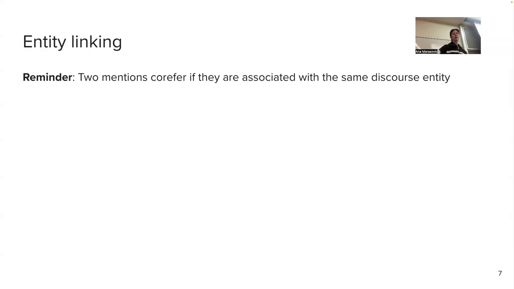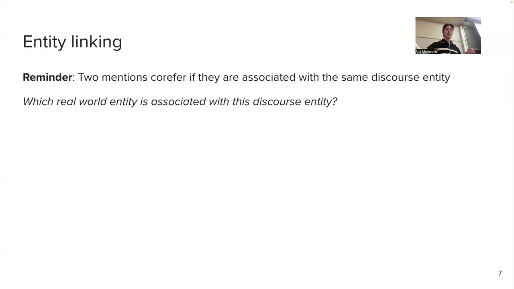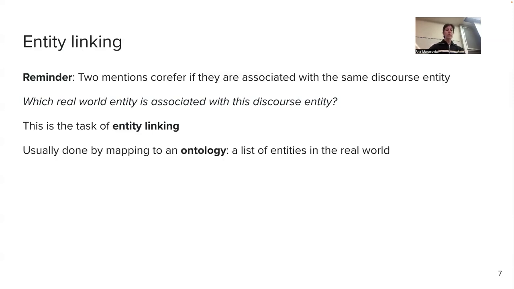So we said that two mentions corefer if they are associated with the same discourse entity. And very often people will want to know, maybe these are not fictional characters, and very often with NLP applications, they are not. So you might be interested in which real world entity this mention refers to. If you had a text about certain politicians, you might want to know more about what kind of knowledge we have about these people, and to then enrich your understanding of this piece of text. And this task is called entity linking, usually done by mapping to an ontology, which is a list of entities in the real world.